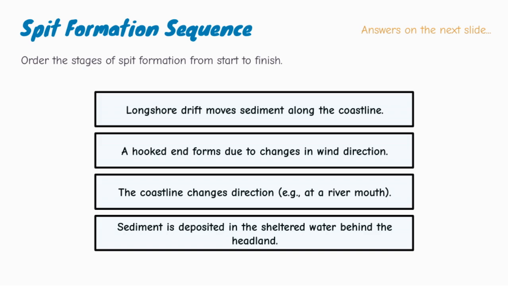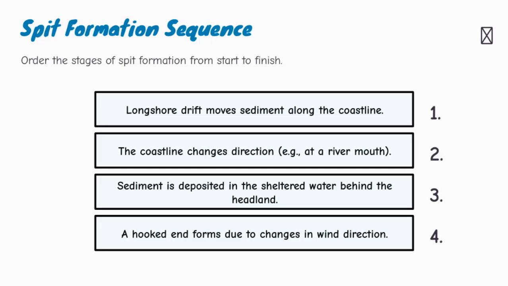Remember, longshore drift is the process that moves sediment along the coast. A spit usually begins where the coastline suddenly changes direction, but longshore drift continues to move sediment forward. The correct order is: first, longshore drift moves sediment along the coastline. Second, the coastline changes direction, for example at a river mouth. Third, sediment is deposited in the sheltered water behind the headland.